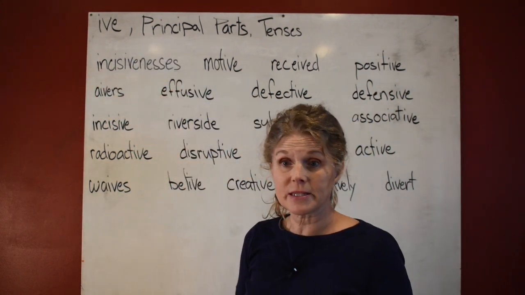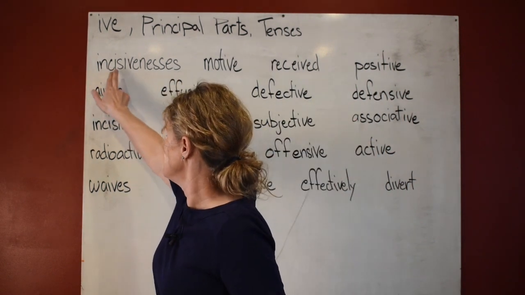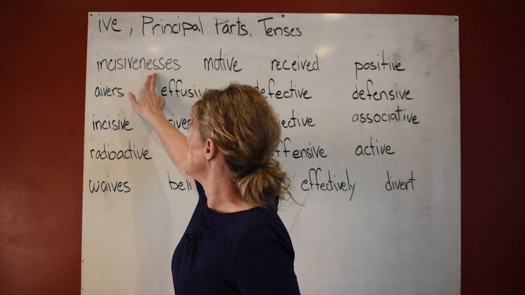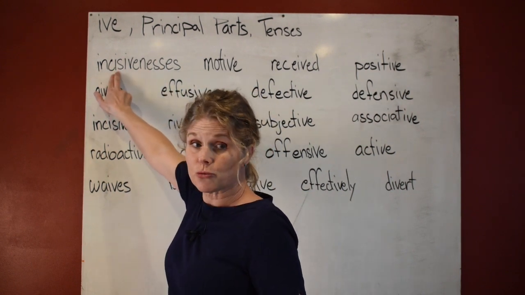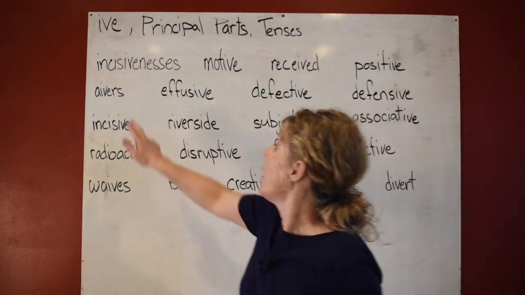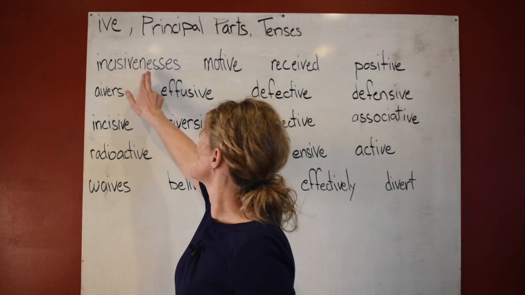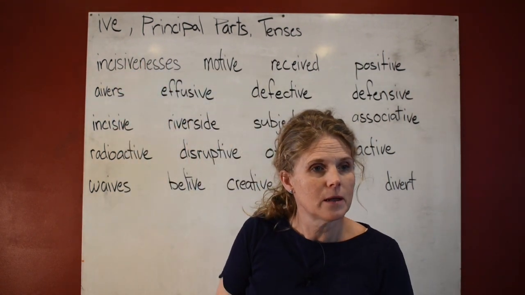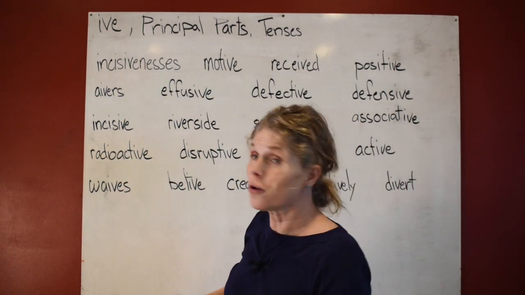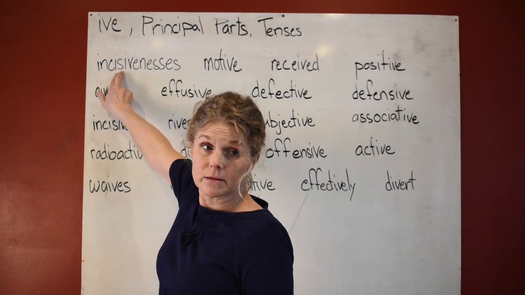That looks like a big scary word, but it's not. What does the word say? Incisiveness. So cis is your root, okay? Incisiveness. Well, incisivenesses, this is plural. This is a quality. It's the base root. Your root is cis, C-I-S.